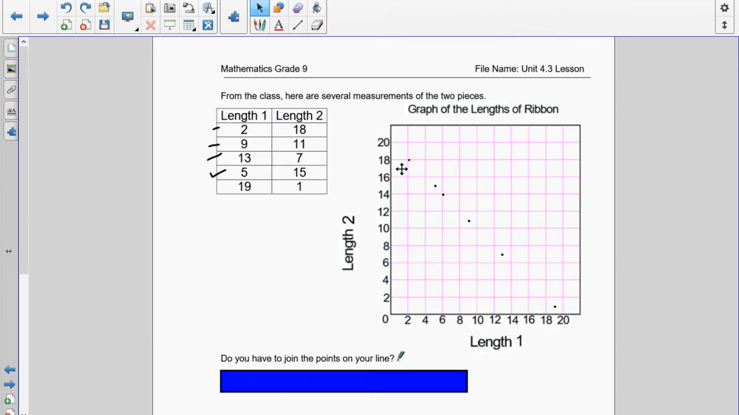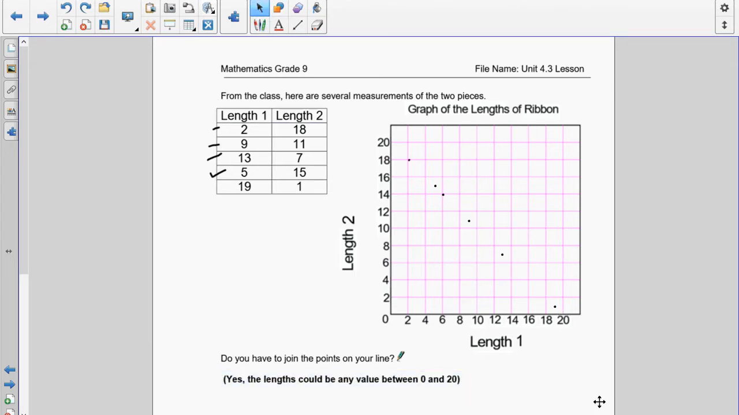So now that I know the data is in place, do you have to join the points on your line? Now to determine this, you have to ask yourself a simple question. Is it possible to have a length which is anything between 0 and 20? Could it be 2.2? Could it be 2.8? Could it be 2.9? All right. If it could be anything in between here, it will be a continuous linear relationship.